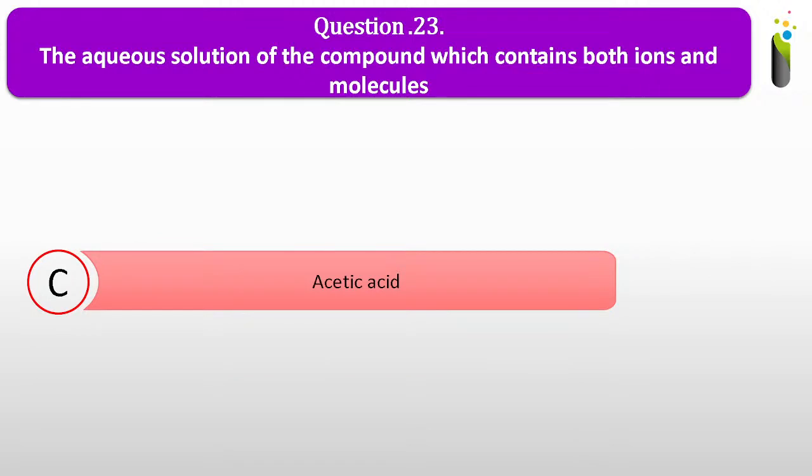So the answer for question number 23 is C, that is acetic acid. So acetic acid is the solution of the compound which contains both ions and molecules.